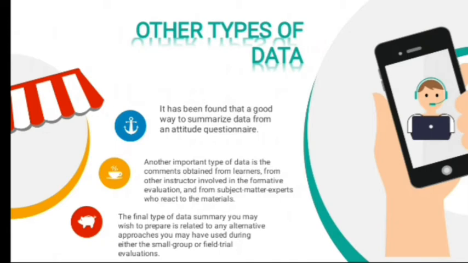There are other kinds of data to summarize and analyze in addition to learners' performance on objectives. The first: it has been found that a good way to summarize data from an attitude questionnaire is to tally indications on a blank copy of the questionnaire of the learners who choose each alternative to the various questions. If you also request open-ended, general responses from the learners, then you can summarize them for each question.